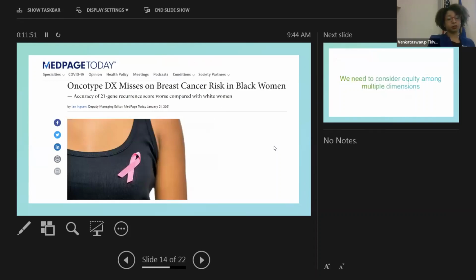Another more recent example as well is another article that was published in 2021 talking about how Oncotype DX, a genomic testing analysis that is done to help guide chemotherapy decisions in hormone receptor positive breast cancer, misses the mark on risk for Black women. And so again, thinking about how, as we are getting better and better at treating cancer, can we make sure that everybody is included and we are not actually exacerbating disparities because of how we conduct our research from the outset.